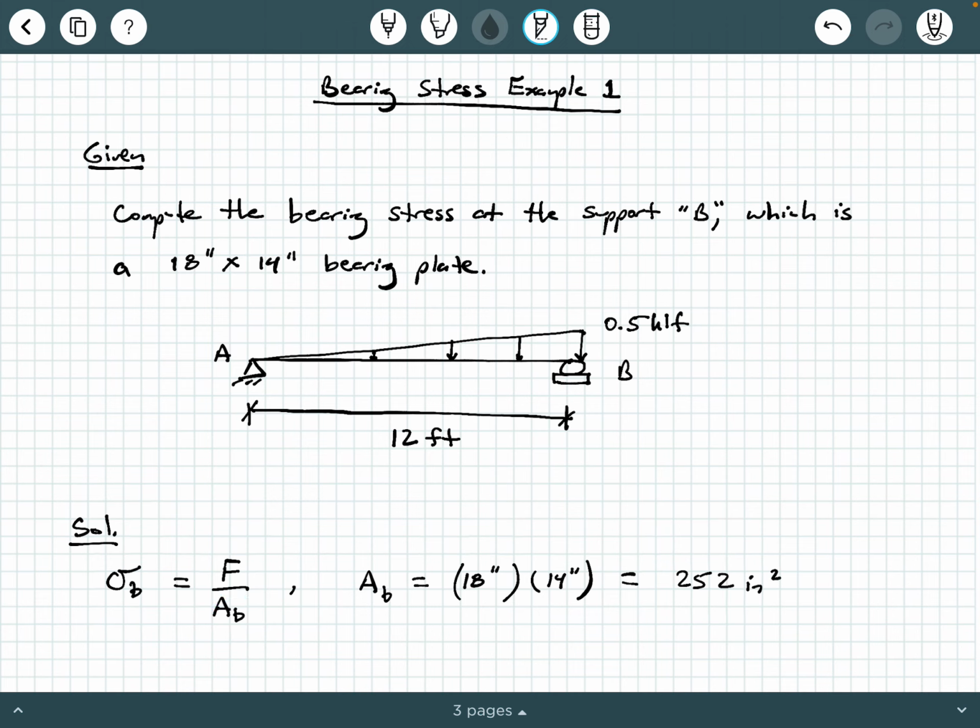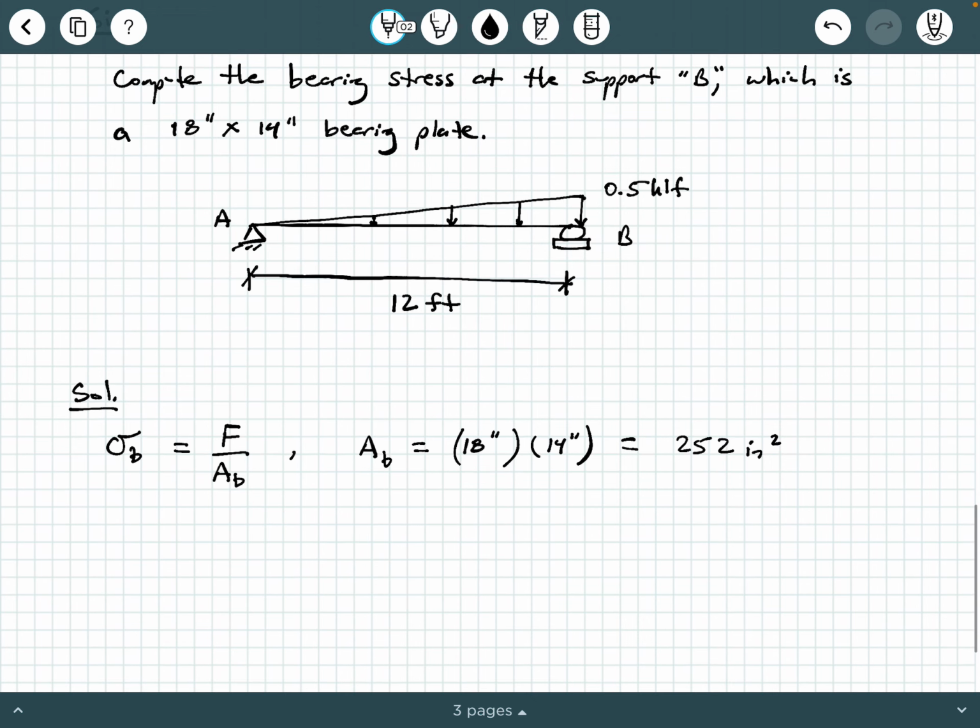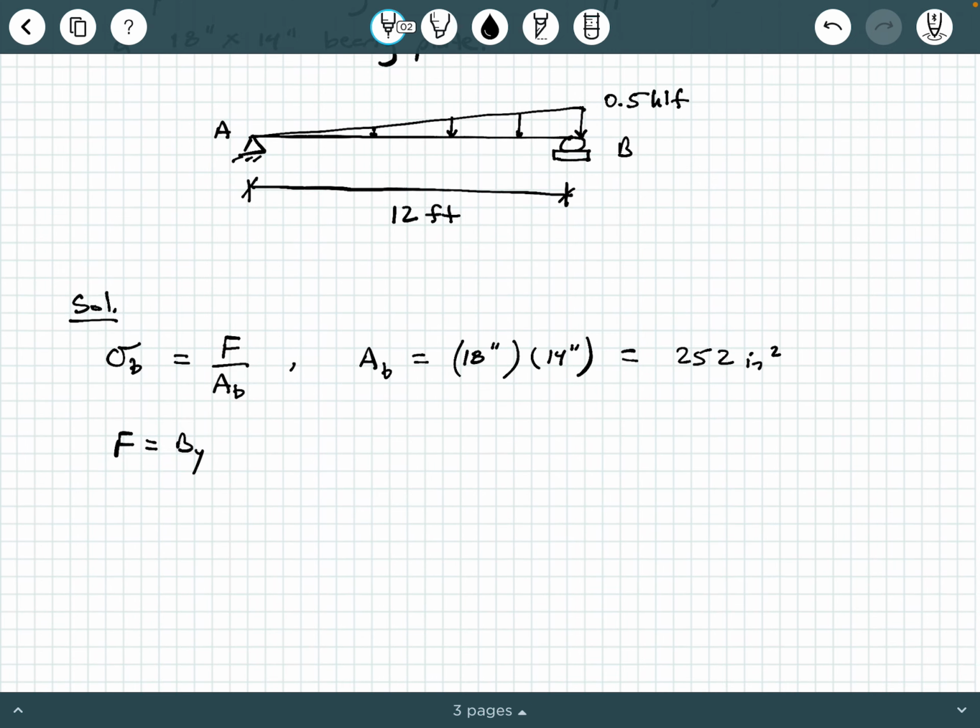What we really need is the force, okay, that is bearing down on that area. So here, that force is actually just going to be the reaction By, okay? So at this point, it's really just a statics problem. We're analyzing a simply supported beam and we're calculating the reaction By. So let's do that. Let's look at a free body diagram of this entire beam. And we're going to draw this linearly varying load here. Okay. And this is 0.5 KLF.